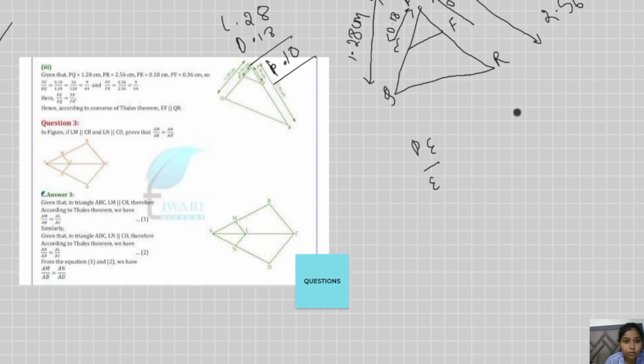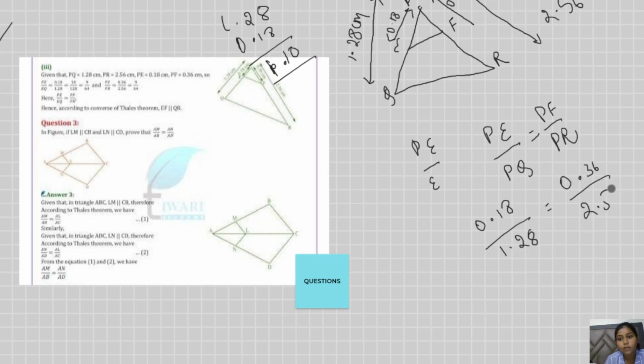Let's just have it. So you will be like PE divided by PQ is equal to PF divided by PR. Okay, let's just prove it, right. PE is 0.18 and PQ is 1.28, which will be equal to 0.36 divided by 2.56. If we just solve it down, what are we getting is 9 2s are 18. So the point and point will be cancelled. 9 2s are 18, or 2 9s are 18, 2 6 12, 2 4 8.